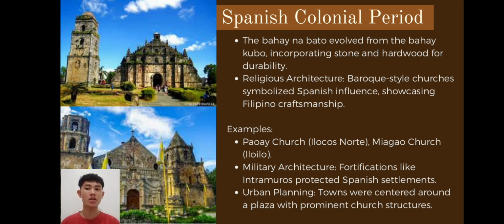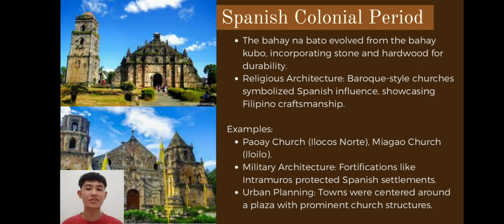And the upper floor is constructed of hardwood and capiz windows. It remains lightweight to reduce damage during earthquakes. The Bahay na Bato symbolizes the merging of Filipino practicality with Spanish architectural influence.